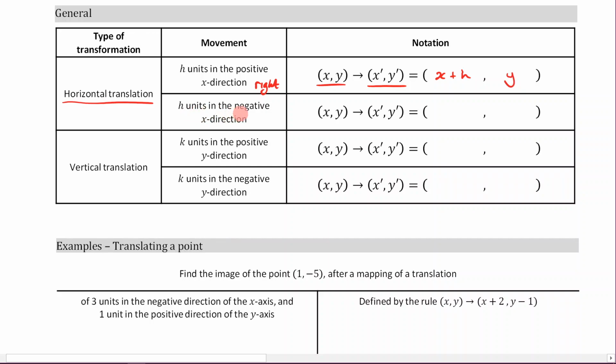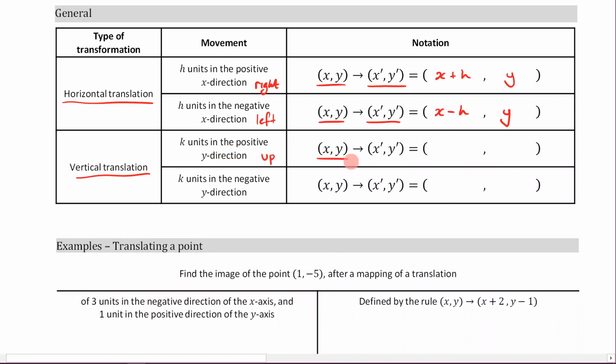If I'm going h units in the negative x direction, that means I'm going left. So this is my original point. This is my new point. If I'm going h units in the negative x direction, what is x dash going to be? It's going to be x minus h. What's my y dash going to be? It's just going to be y. Let's come over here. So now we're looking at vertical translations. If I'm going k units in the positive y direction, that means I'm going up.